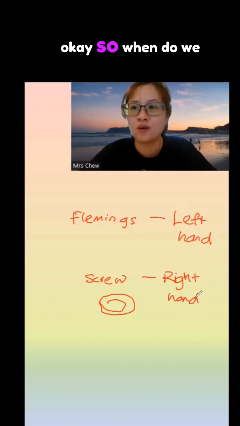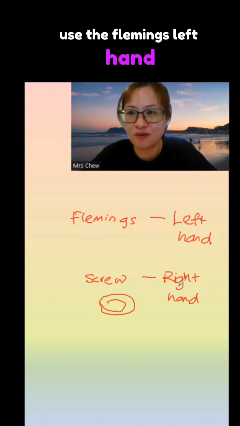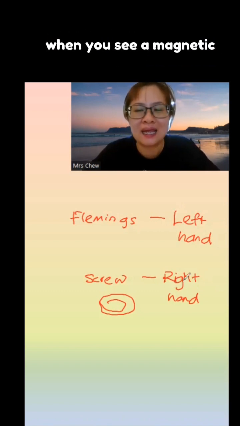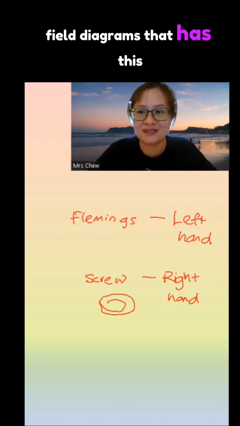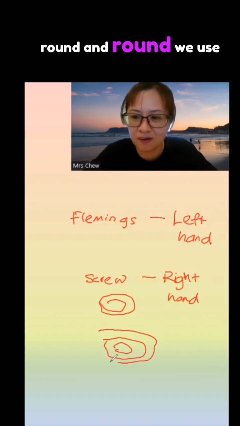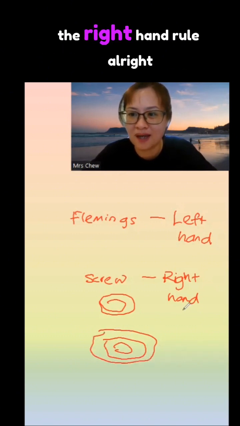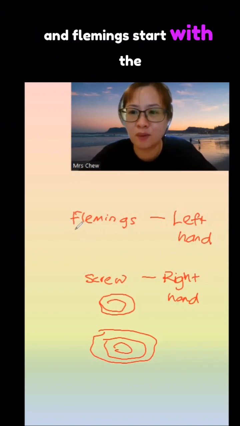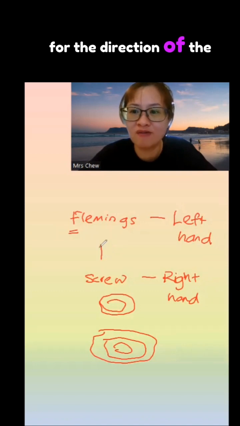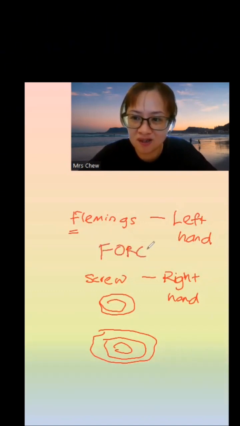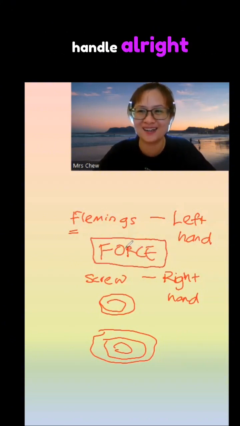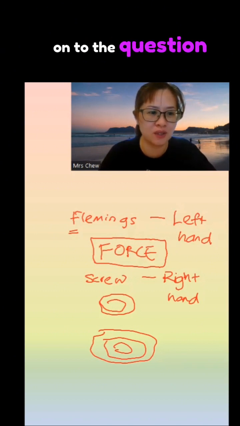So when do we use Fleming's left-hand rule and when do we use the right-hand corkscrew rule? When you see magnetic field diagrams that have this design that is round and round, we use the right-hand rule, all right? And Fleming starts with the word F. So whenever the question asks for the direction of the force, you use Fleming's left-hand rule, all right? So with that, let's move on to the question.